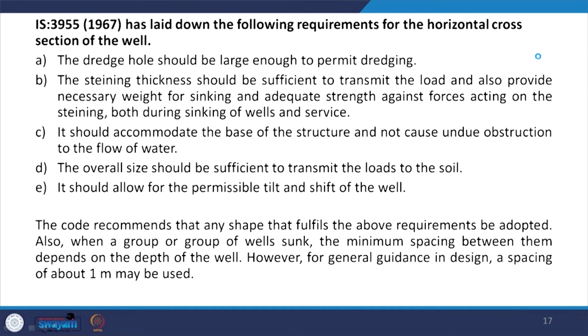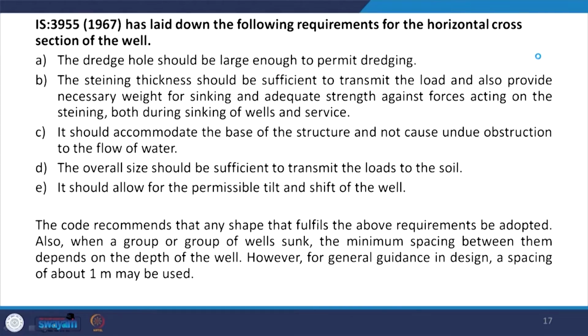Then it should accommodate the base of the structure and not cause undue obstruction to the flow of water. So, the idea behind that is, when you provide the well steining, it is able to accommodate the base of the structure, and that means its size should be enough that whenever you are transferring the load through the pier, it has enough size to accommodate the pier, but at the same time it should not be so big that it is causing obstruction to the water flowing down there. So, these are the requirements.